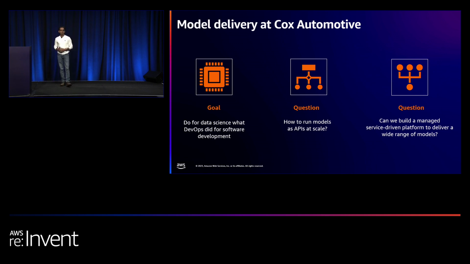And they started with answering two big questions that they had back then. One, how can they make sure that they are able to run all these machine learning models as APIs at scale? And the second question that they wanted to answer was, how can they enable their data scientists to quickly build and deploy new machine learning models and iterate at a faster pace without depending upon a central platform engineering team? So those are the two key questions that we'll be looking at in their journey on AWS.